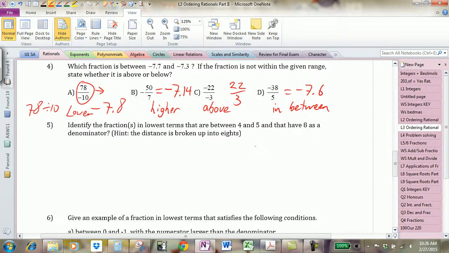All right. So this last one here, or close to the last one, identify the fractions in lowest terms that are between 4 and 5. And 8 is the denominator. So really what it's saying is the distance is broken into 8ths. So I'm going to do this two ways for you. First of all, here's 4, and here is 5. Let's first of all break that into halves. How many pieces are there? Self-control. There's 2 pieces. Okay? So this here would be 4 and what?